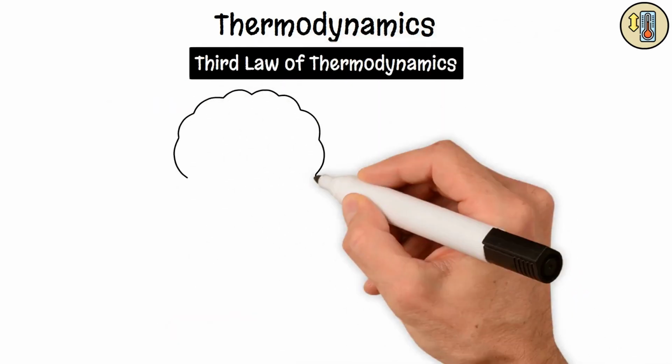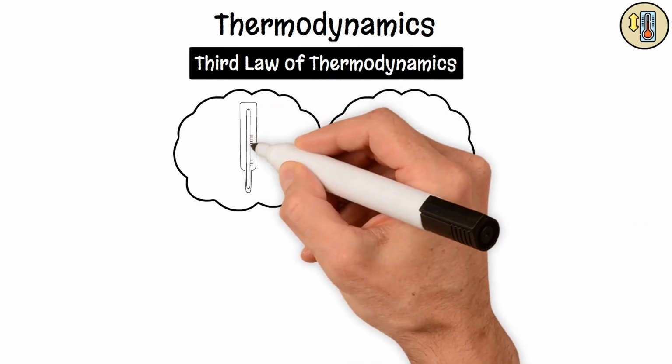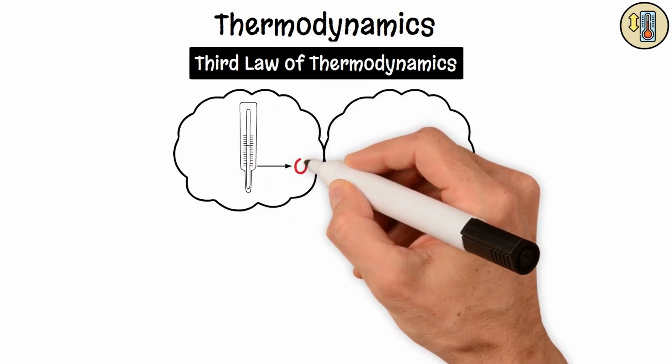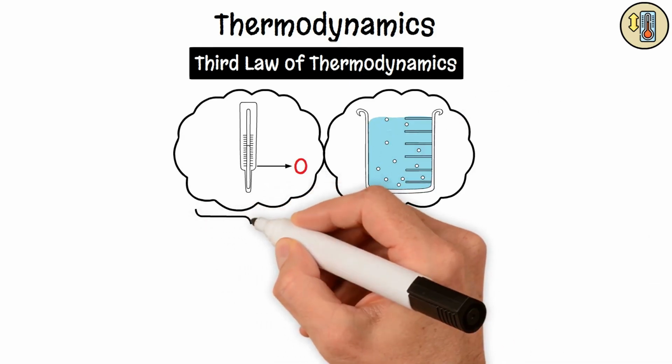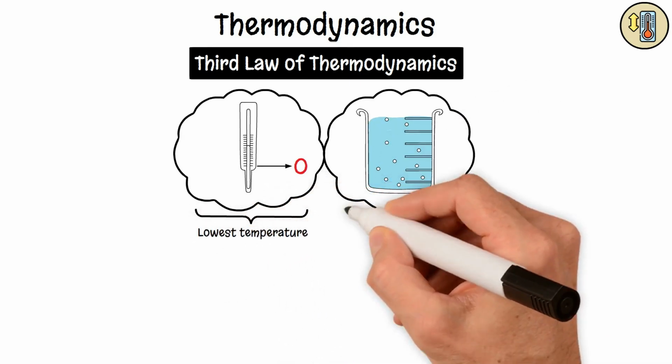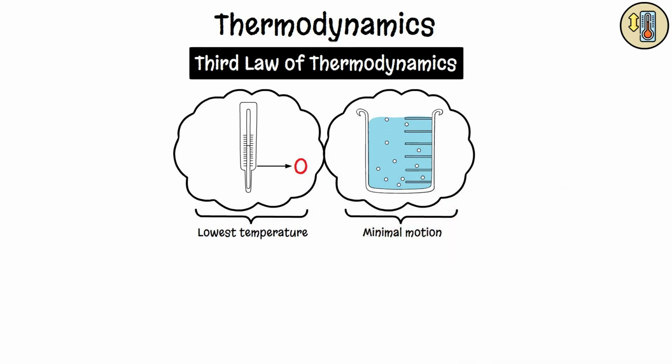Third law of thermodynamics. This law states that as the temperature of a system approaches absolute zero, the entropy, or disorder, of the system approaches a minimum. Absolute zero is the lowest temperature possible, where particles have minimal motion.